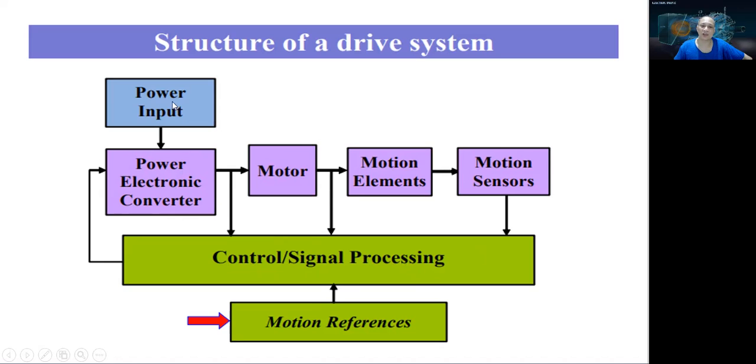There is some power input energy being supplied, and there are motion references. This is like the input. Whatever we input to the control or signal processing will combine with the motion sensors, and then with the input that we give to the motor through the converters, the brain will think about something, decide, and do something to the motor again. So this is the structure of a drive system.